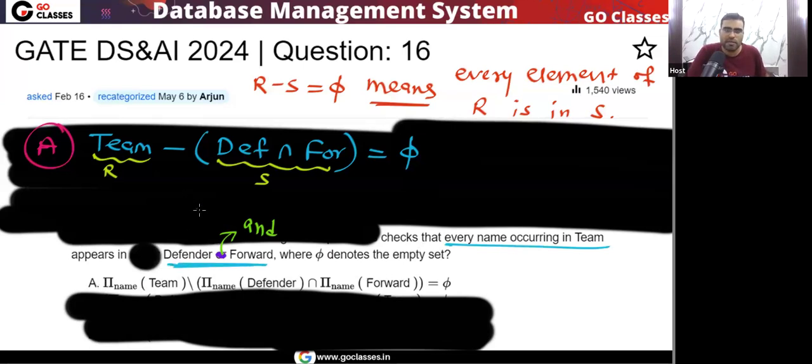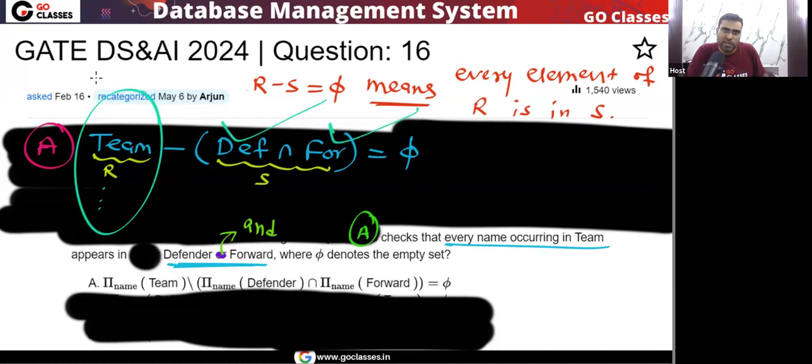Is this clear? Let me know. So very simple, what is option A doing? Option A is checking that every element which is in team is here and here. Basically, every element which is in team is defender as well as forward. That's it. This is the analysis of option A.